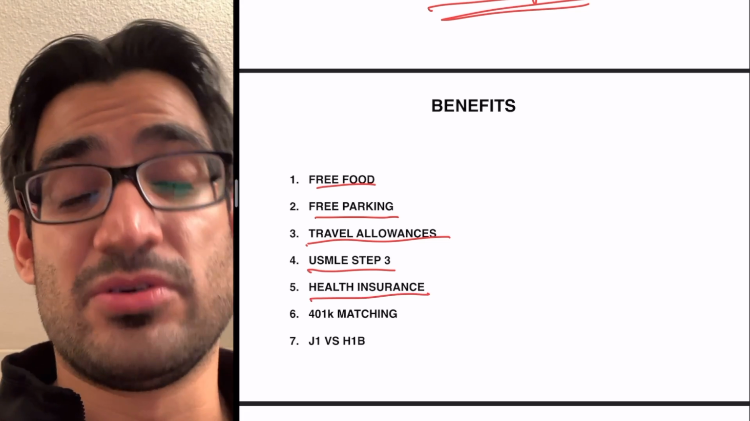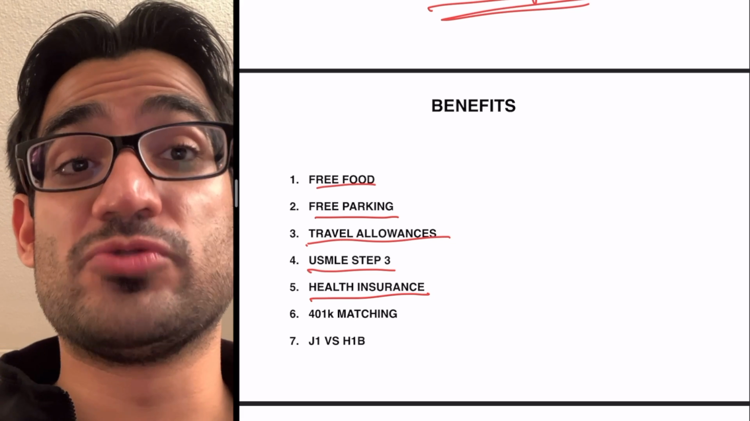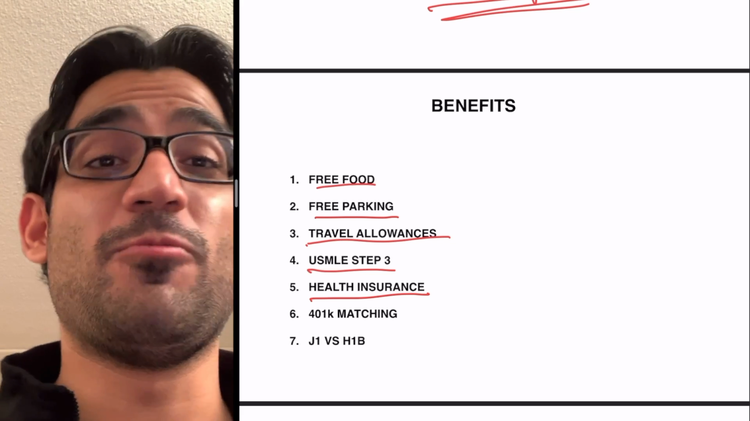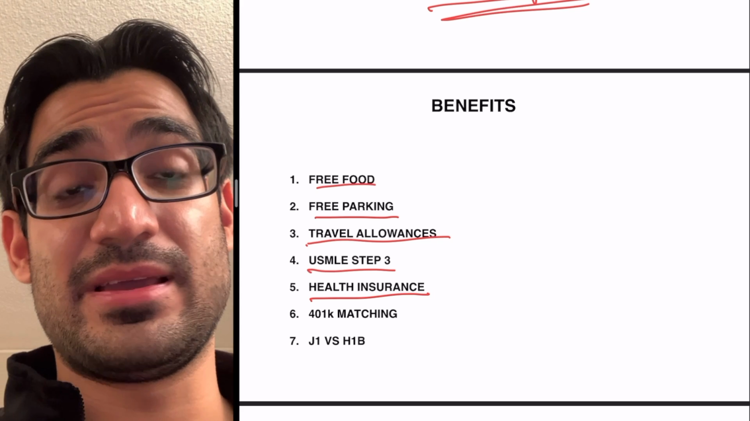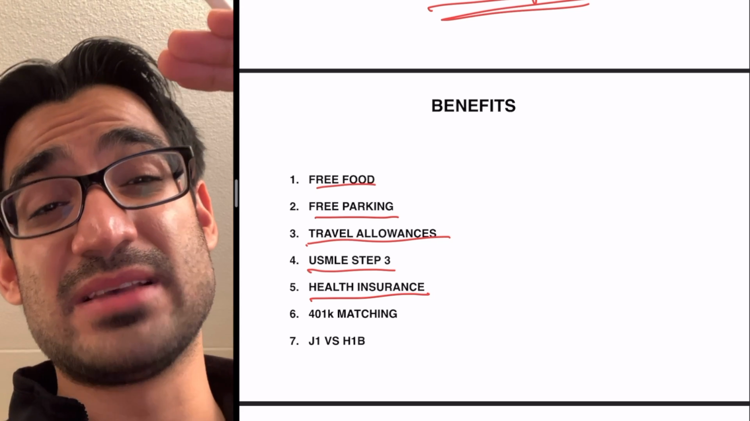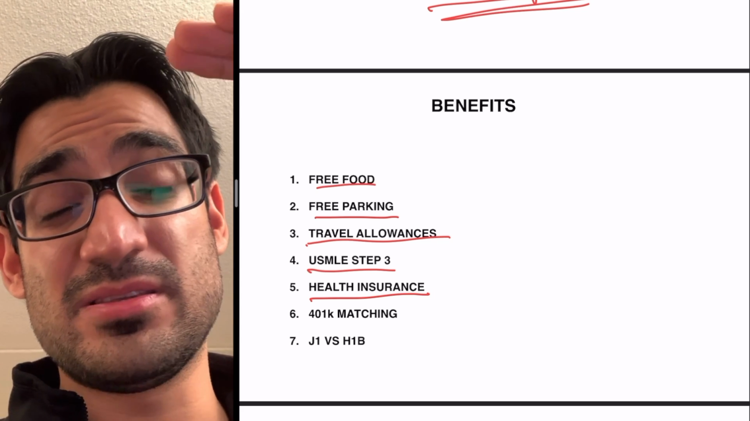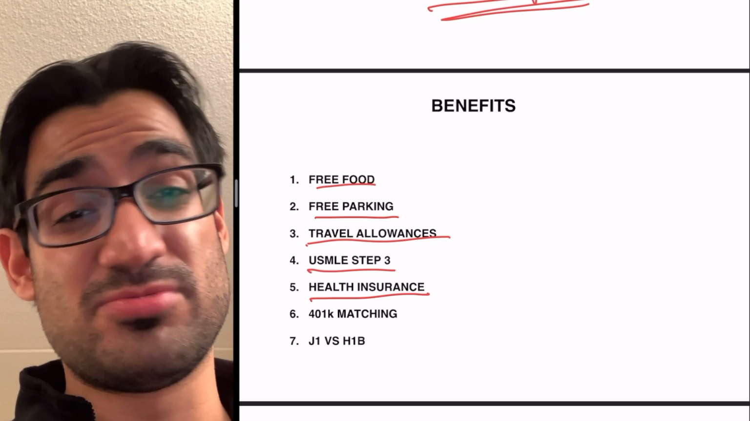Health insurance. There are some programs which will give you free health insurance, while other programs make you actually pay for health insurance. This can range from something as low as $30 a month to as high as $100 per month.